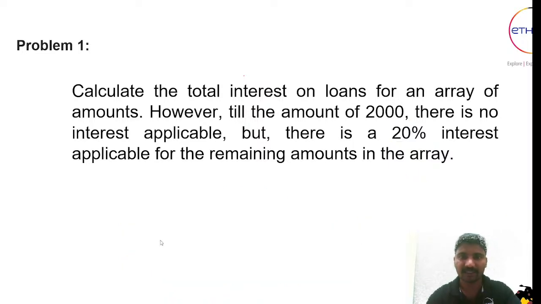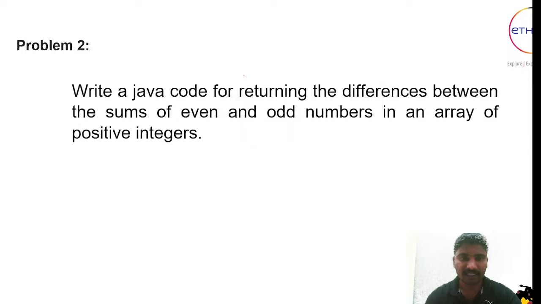Have erased it. So let me go back to the second problem, where it is talking about a very similar job. Write a Java code for returning the difference between the sums of even and odd numbers in an array of positive integers. It has clearly mentioned that the array elements are positive. So now you need to write the sum of even and odd numbers.